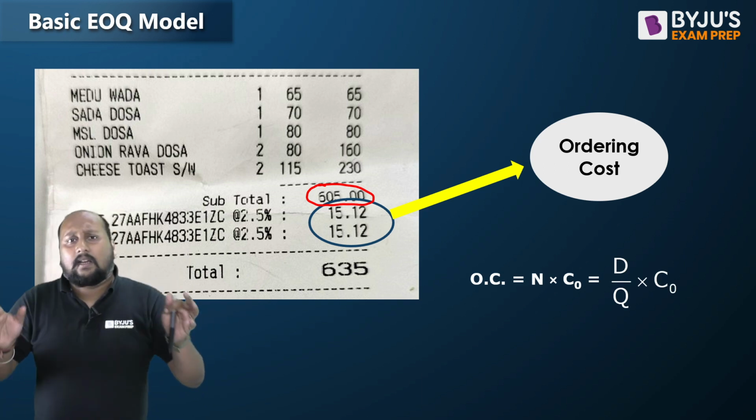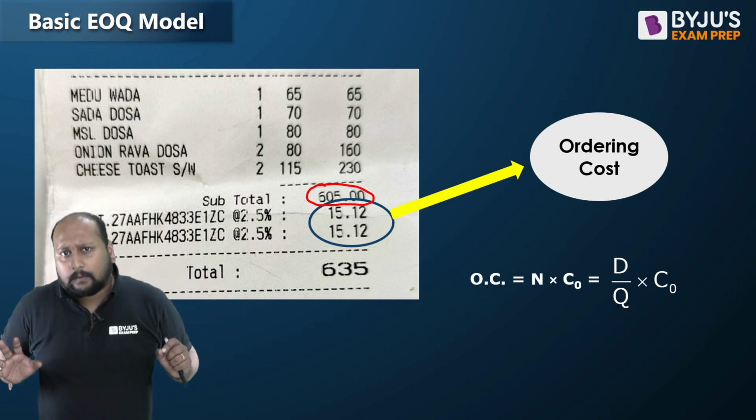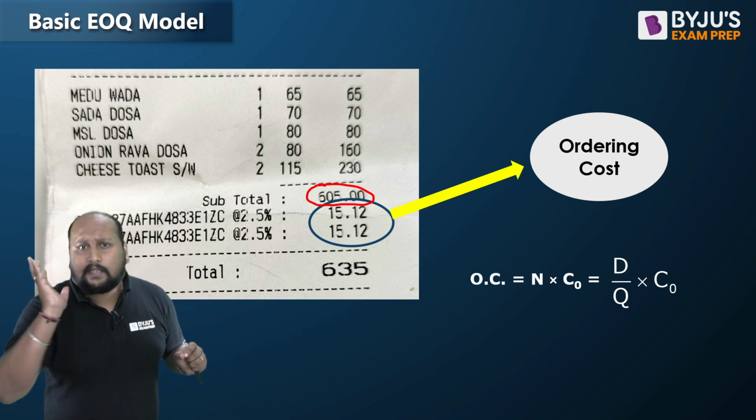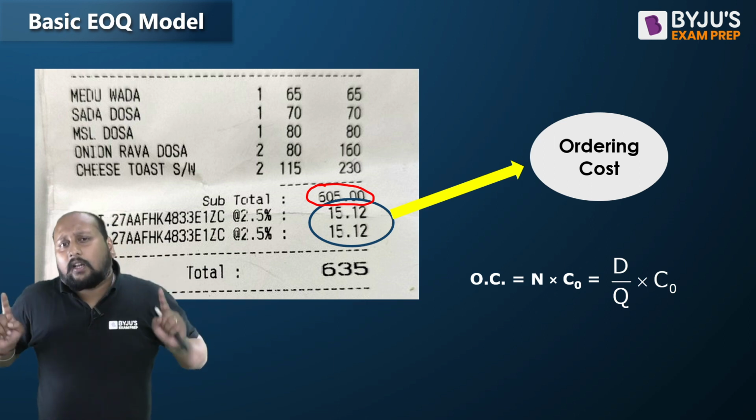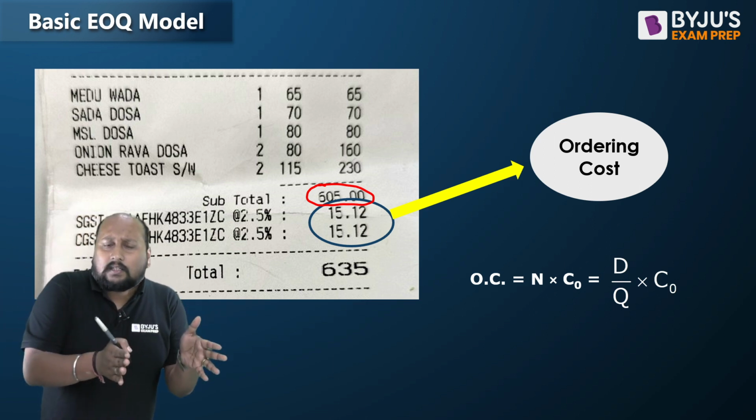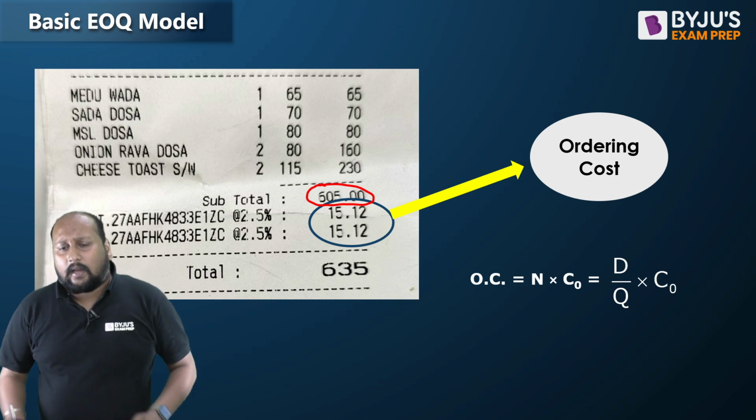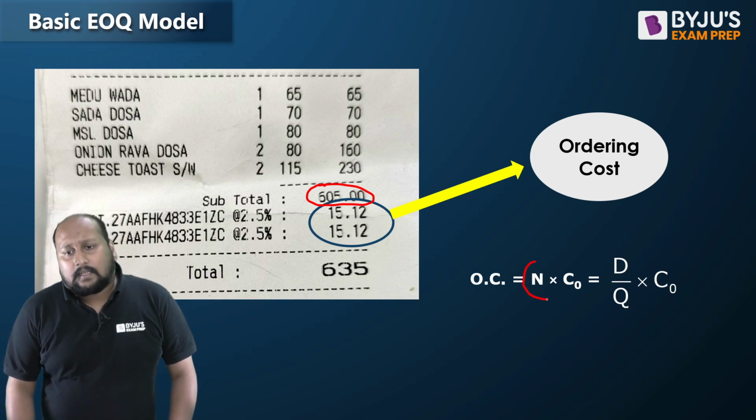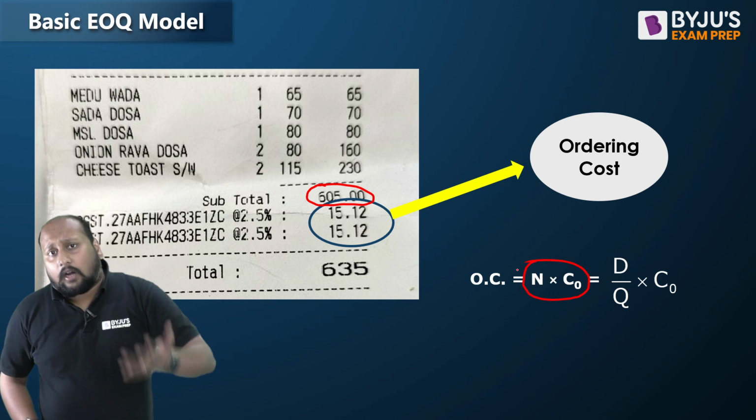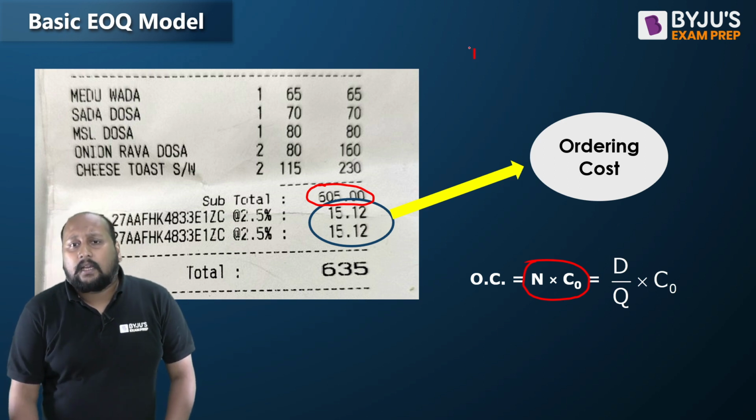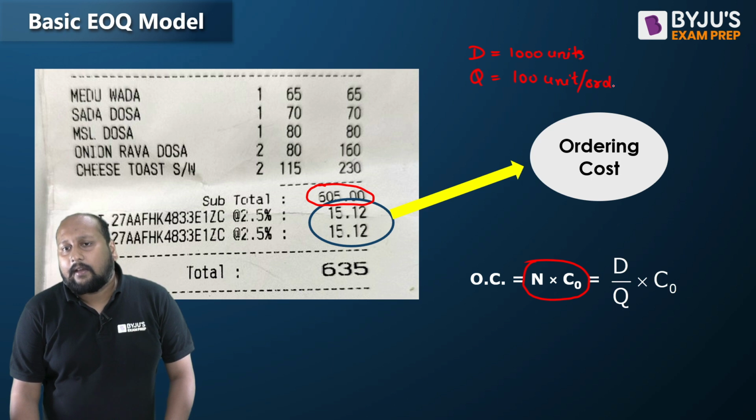And how can we calculate it? Let us suppose in a year I'm placing 100 orders, and the cost for one order is 10 rupees. So the total ordering cost will be simple: the number of orders into the cost per order. So I can say N into CO is nothing but your ordering cost. Now what is the number of orders? Let us suppose annually I have a demand of 1,000 units, and every time I'm ordering, let us suppose, 100 units in every order, right?